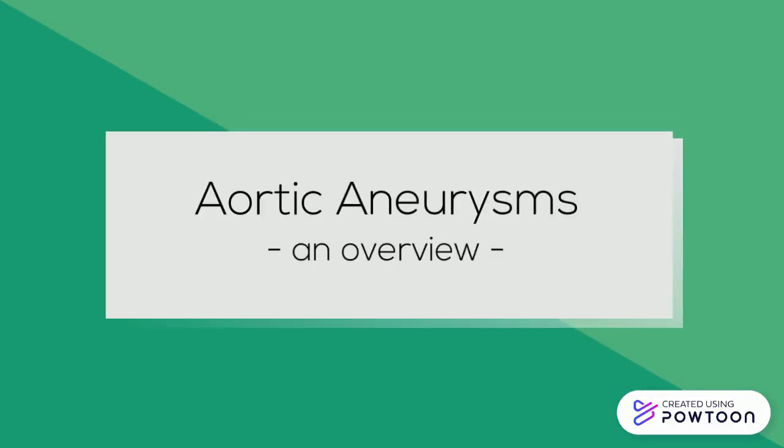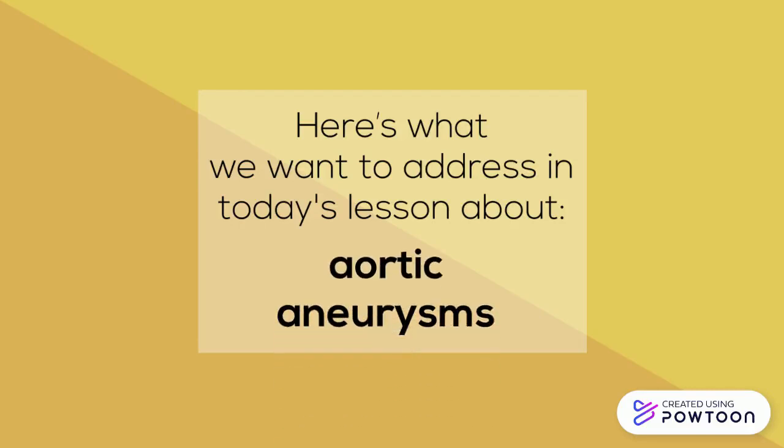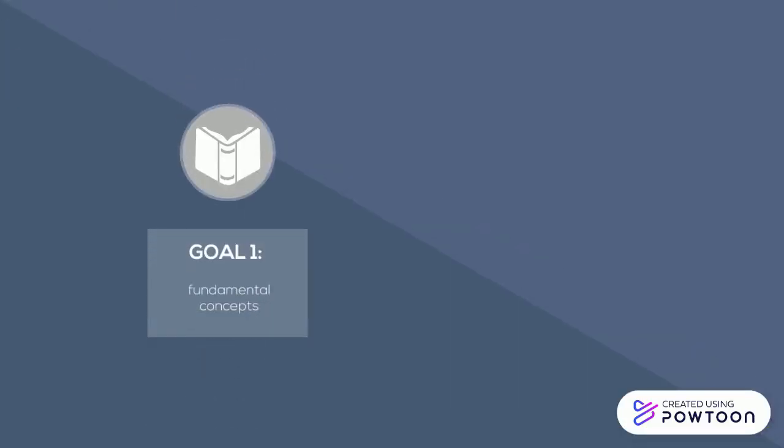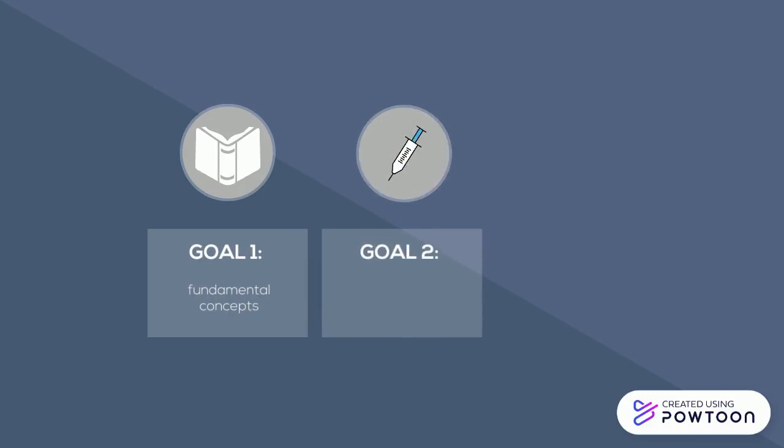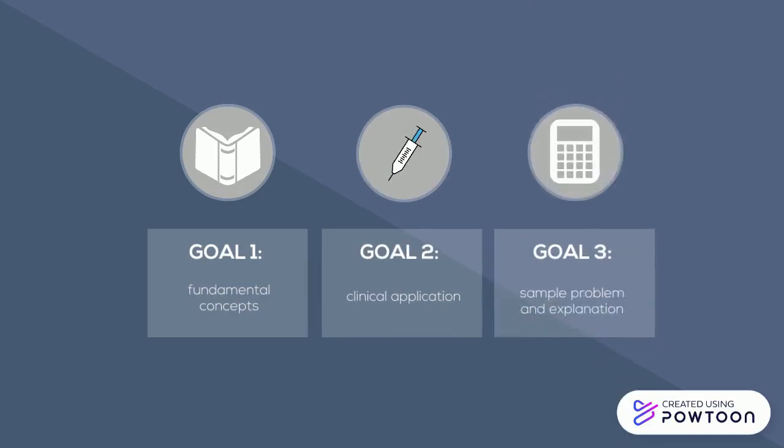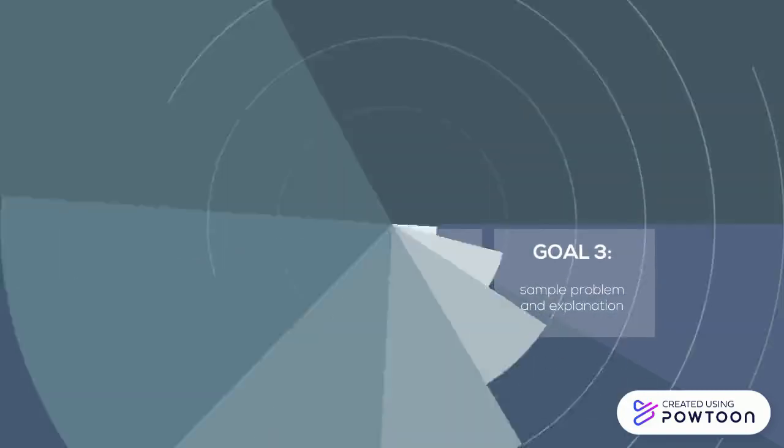We will be discussing aortic aneurysms. To start off, let's talk about what we will be addressing today. First, we will look at fundamental concepts that help us to understand the basic concepts related to this cardiovascular concept. Next, we will apply these concepts in order to understand how aortic aneurysms work. And finally, we will go over a sample problem and explanation.